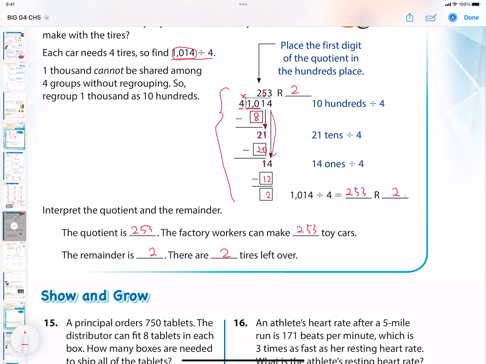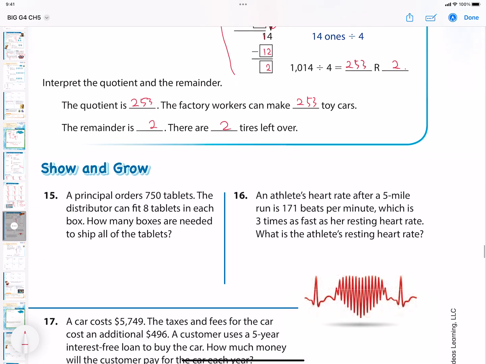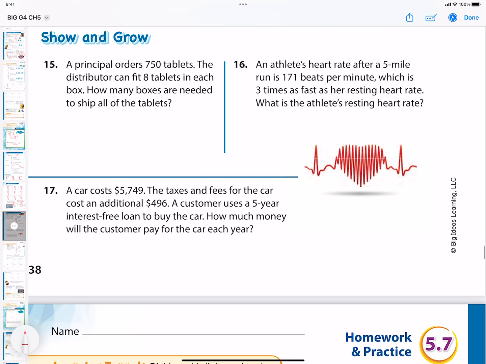Make sense? You understand? Yes, remainder, that means what? You have only 2 tires left. So you need 4 tires to make a toy car. So with these 2 tires, they cannot make it. Okay? So now number 15, let's practice more.